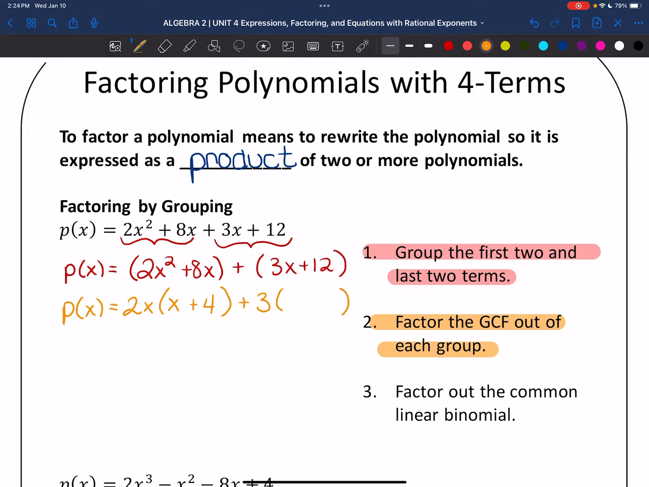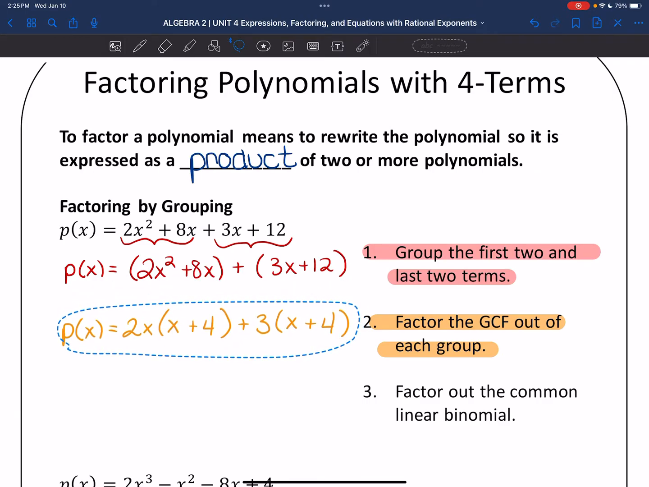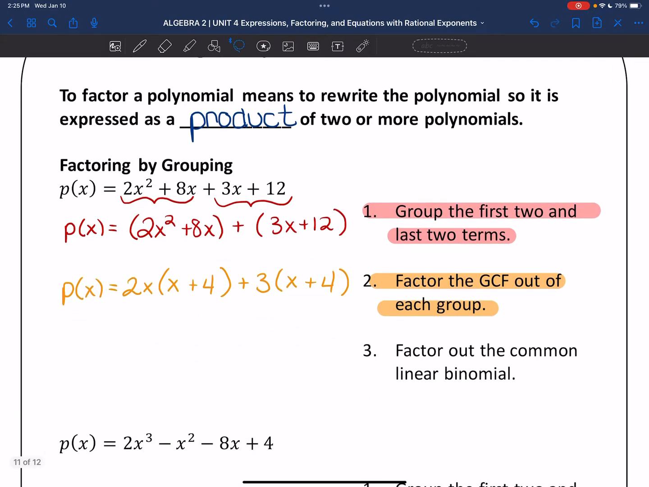And now we ask ourselves, 3 times what would give me 3x? It would just be x. And 3 times what would give me 12? That's going to be a positive 4. So we have now gone ahead and factored the GCF out from each of those groups.